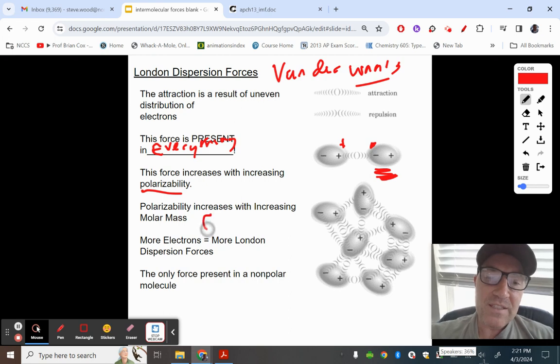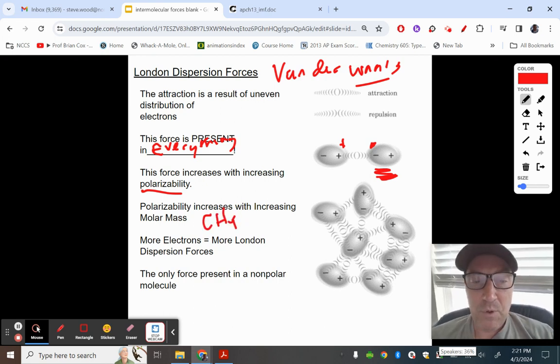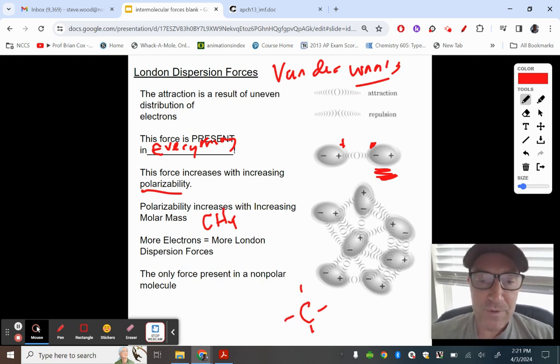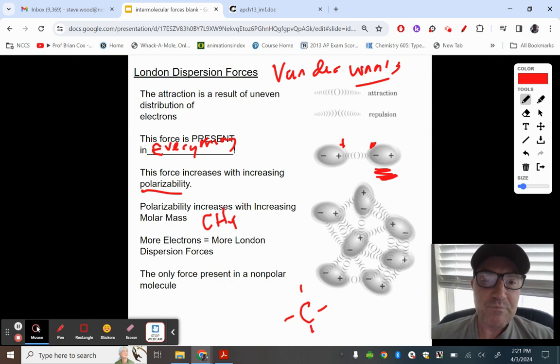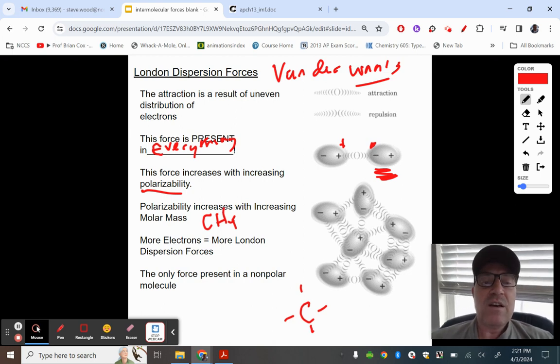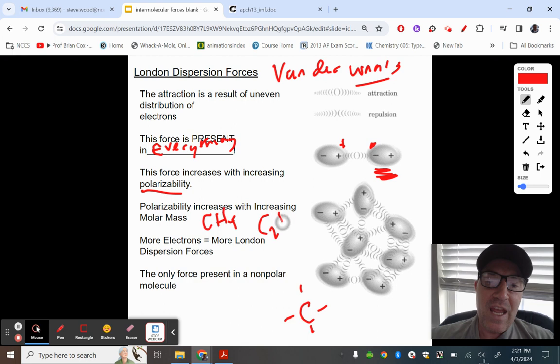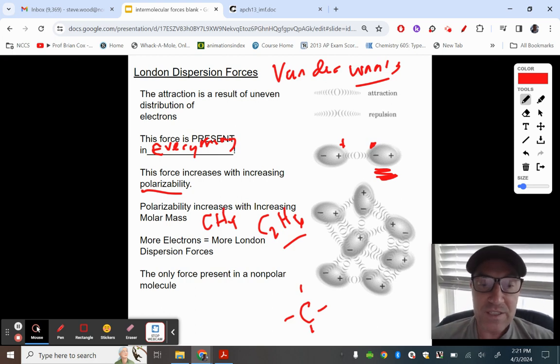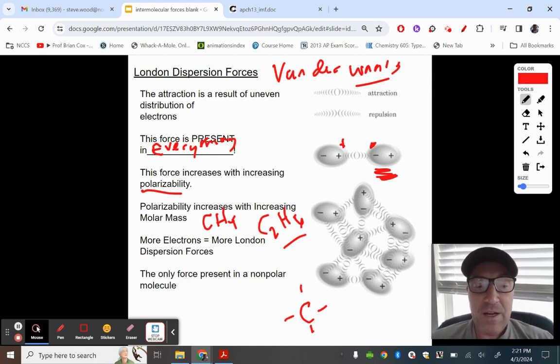What I mean by that is, CH4 is nonpolar, so it has London dispersion. How do I know it's nonpolar? You draw it out. CH4 looks like this, with four H's all the way around. It's all the same, perfectly symmetrical, so it is nonpolar. Then if I compare that to C2H6, this is bigger. This one has more electrons, so it actually has more London dispersion forces. Since it has more electrons and more chances for them to be on one side or the other, it tends to have higher melting points.